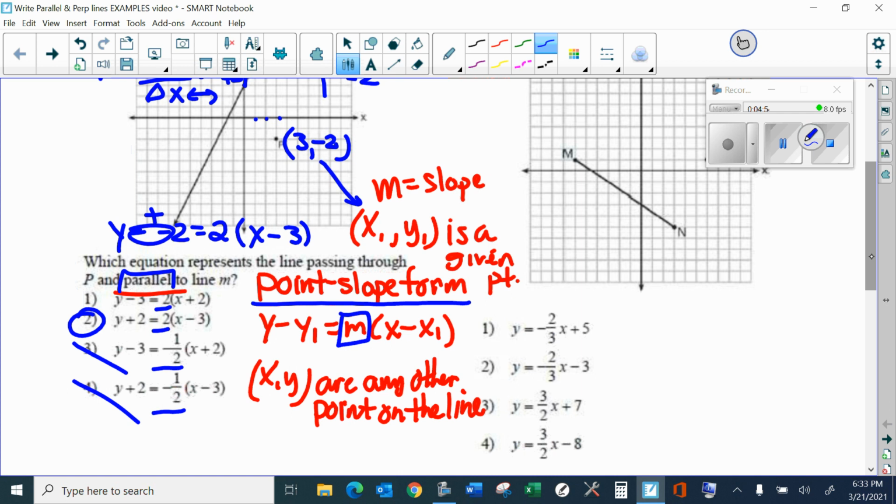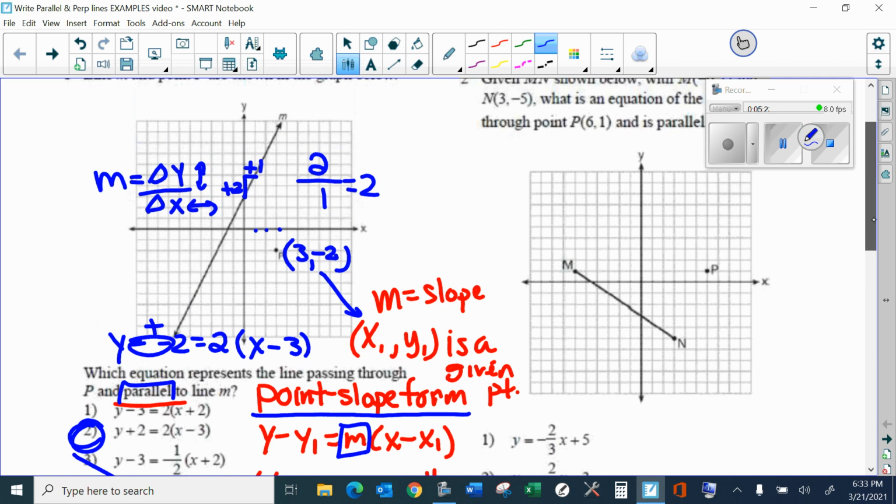Now, if it's multiple choice, you could also just plug in that point, 3, -2, into here. It should come out equal: 6 minus 6 is 0, and -2 plus 2 is 0. But there's my equation. Okay, next one over here.